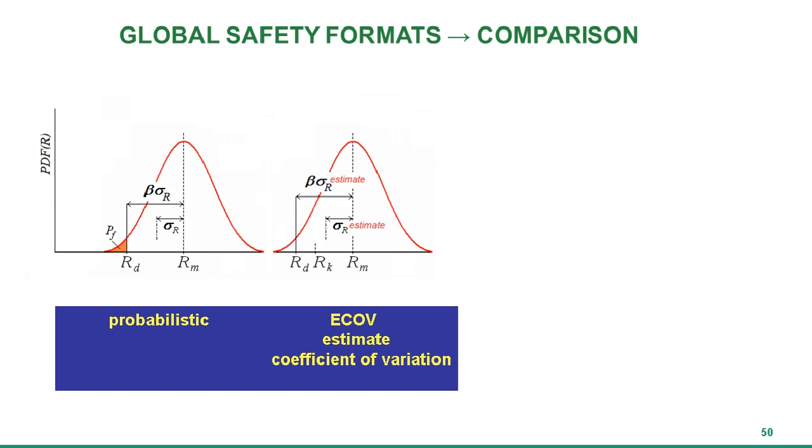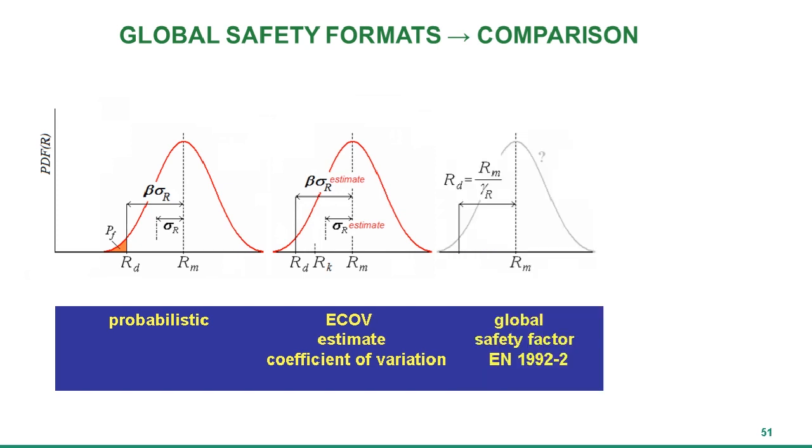A simpler method is this ECOV method, which already somehow considers the probabilistic aspects. That means we perform analysis with mean parameters, we calculate RM, then we perform analysis with characteristic parameters, and we say this is an estimate of the characteristic strength. Then we can use these two values to assume a log normal distribution, which is usually the case in reinforced concrete structures, and we can directly estimate the design strength.